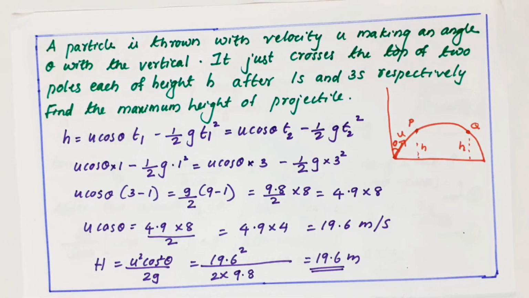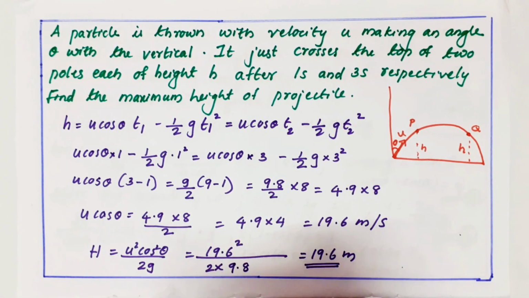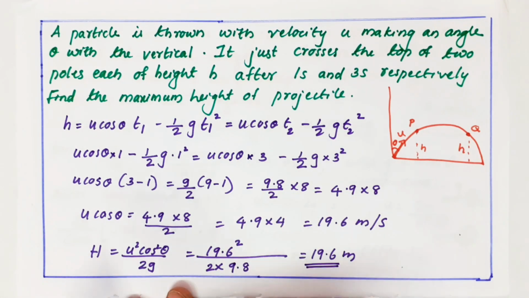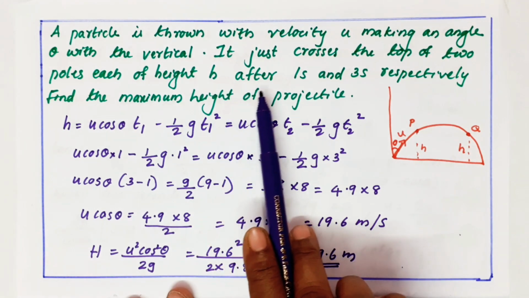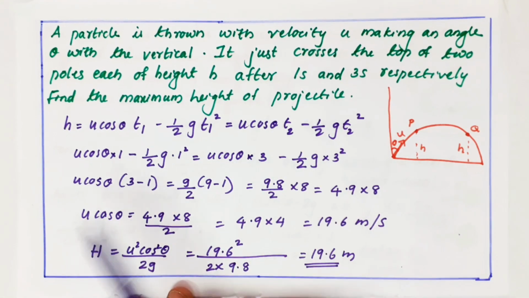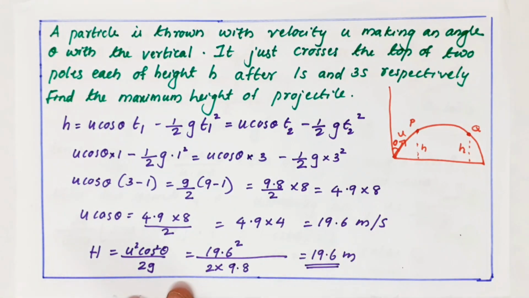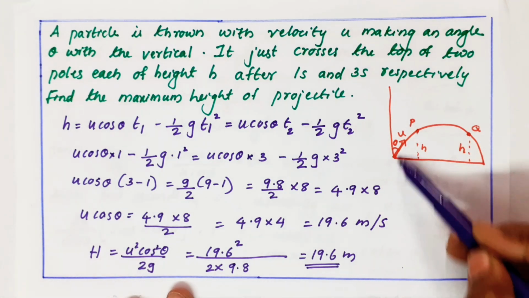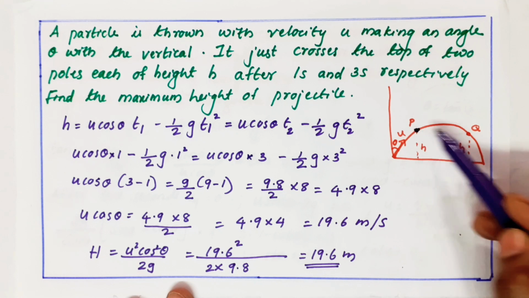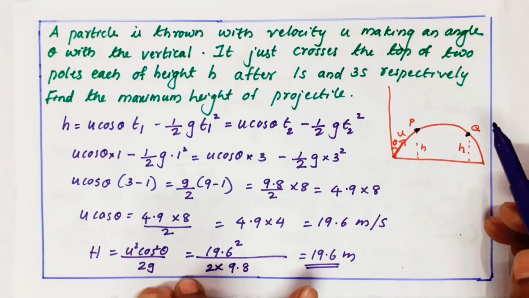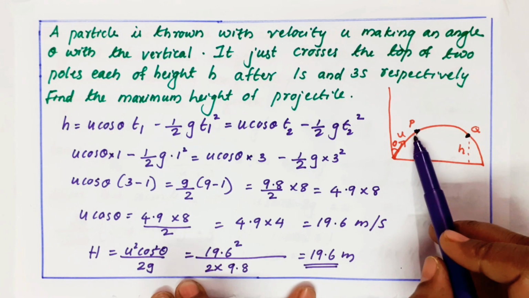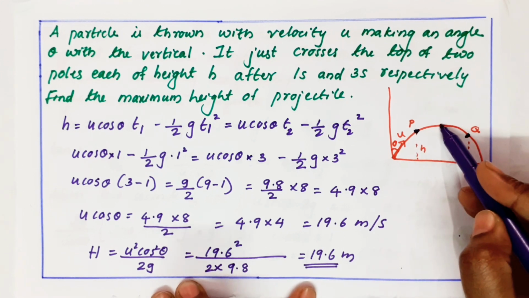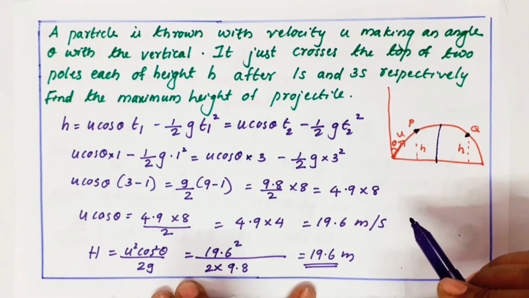Now next, a particle is thrown with a velocity u making an angle theta with the vertical. It just crosses the top of two poles, each of height h, after 1 second and 3 seconds respectively. Find the maximum height. We are throwing a projectile. This point and this point are the two points given. Both are at the same height, at times of 1 second and 3 seconds. I should find this maximum height.